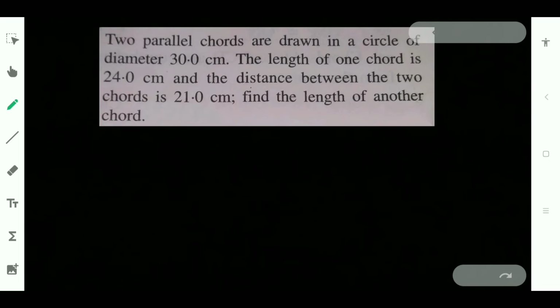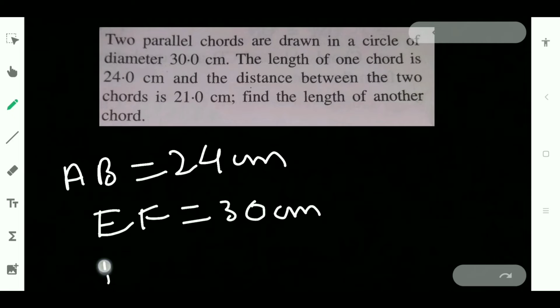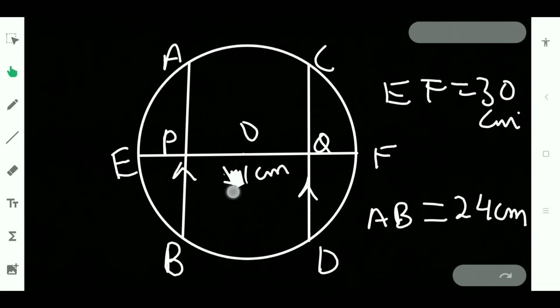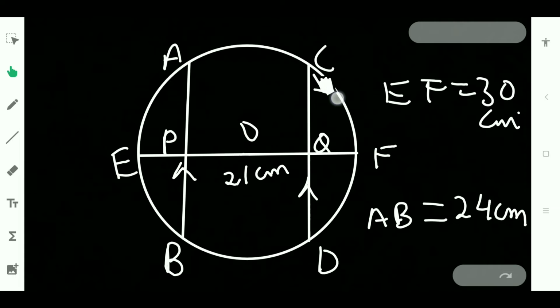Let us write the information below the question. That is, AB is equal to 24 centimeter, EF is equal to 30 centimeter and PQ is equal to 21 centimeter. This is what they said. And what they asked us to find is the length of the other chord. The length of the other chord is nothing but CD. CD length they are asking to find. Okay, fine.